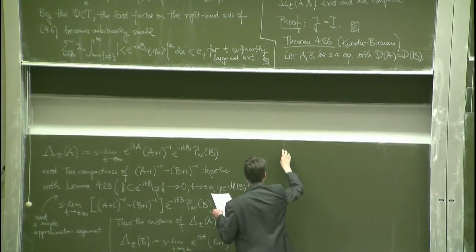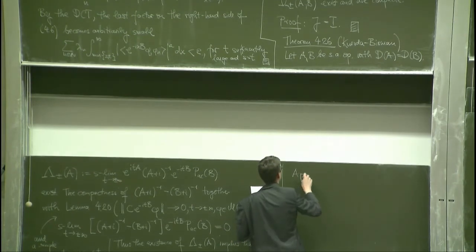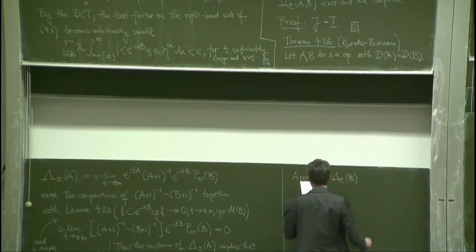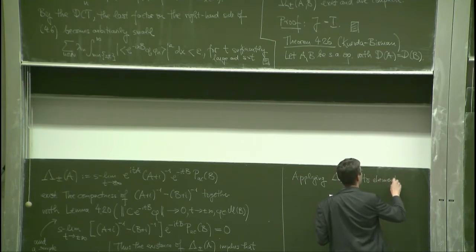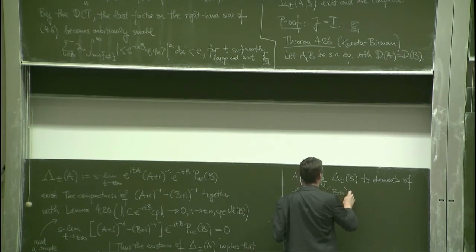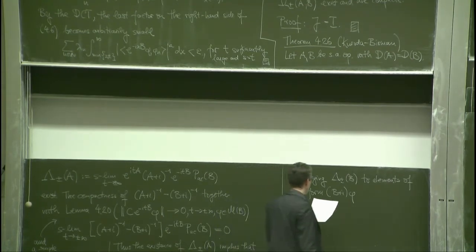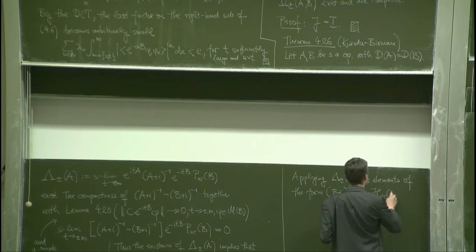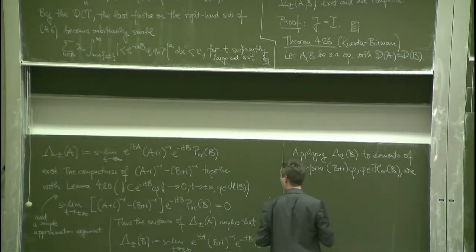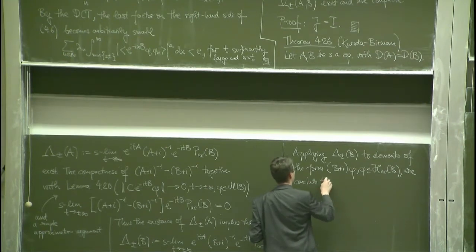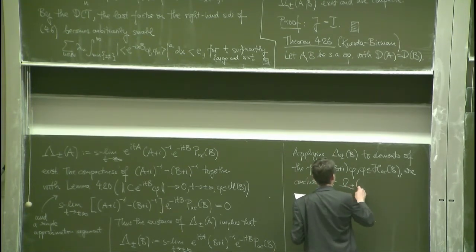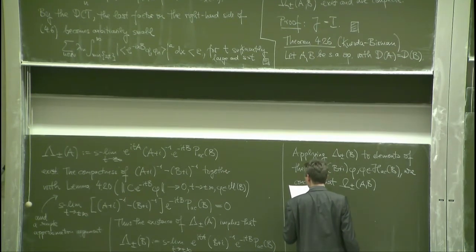The last step: applying the operator lambda plus minus B to elements of the form (B plus I) phi. These are the elements that we discussed, for phi in HAC of B. We conclude from this that the wave operators omega plus minus of A, B exist.